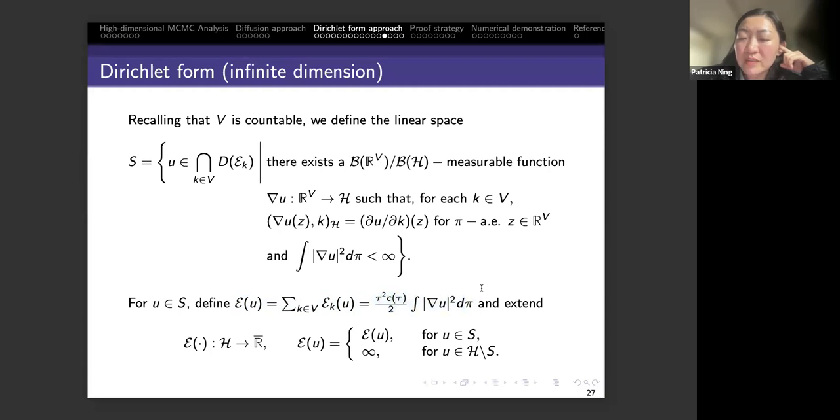Tau square C tau over 2, the integral of the square of the gradient of u, taking square d pi. And as before, we extend that to the infinite dimensional space. Okay, so now after that, the rigorous setup of Dirichlet forms from the finite dimensional to the infinite dimensional are all set.